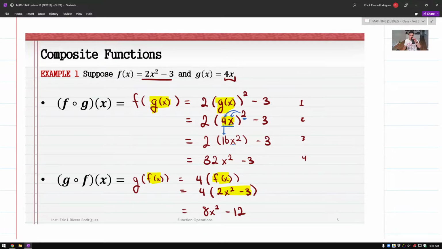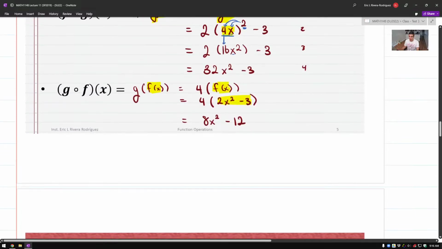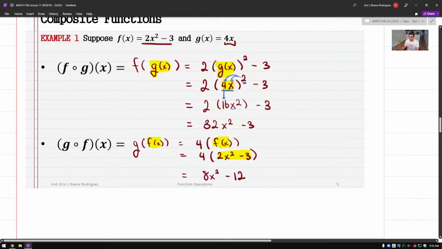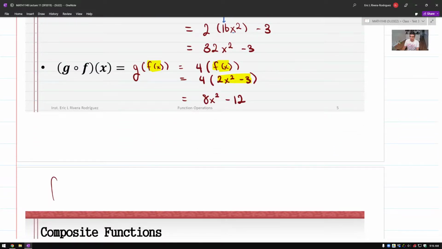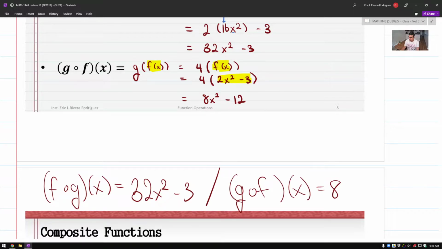Any question? Okay. So let me grab our definitions here because we are going to use them. So we know that f composition of g is 32x squared minus 3, and we know that g composition of f is 8x squared minus 12.